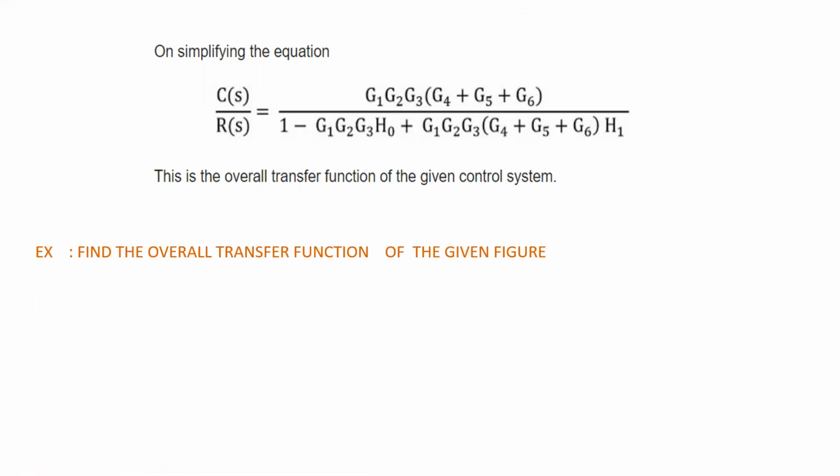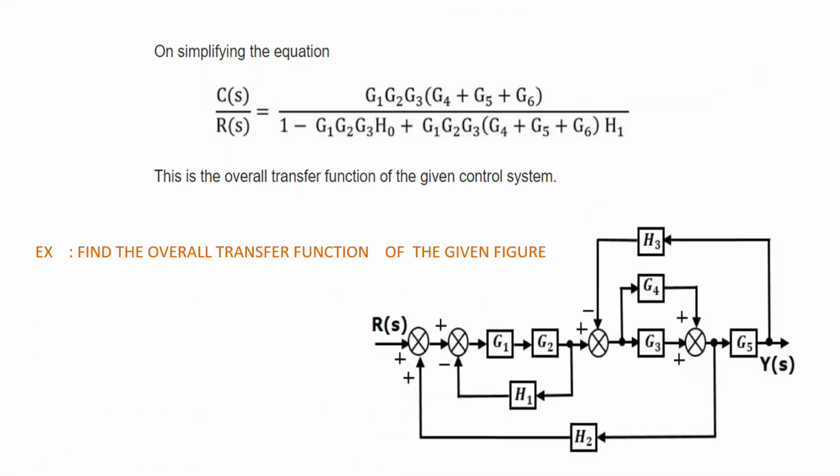Find the overall transfer function of this. Upon observing this figure, we have a series combination. What we have discussed is, first look for series or parallel connections. We have a series combination of blocks here, so let us simplify this. And we have a parallel combination of blocks here, G3 and G4.